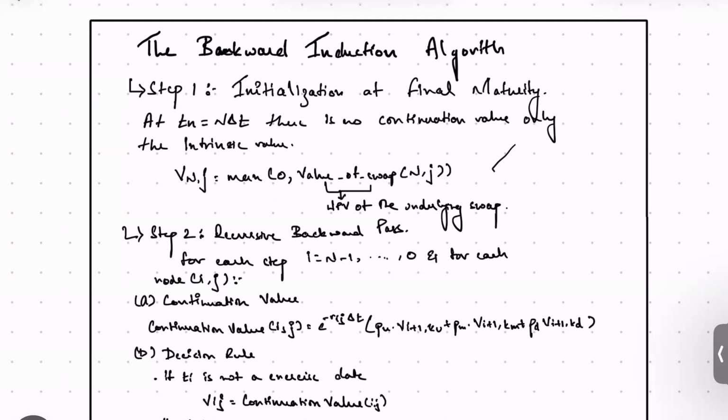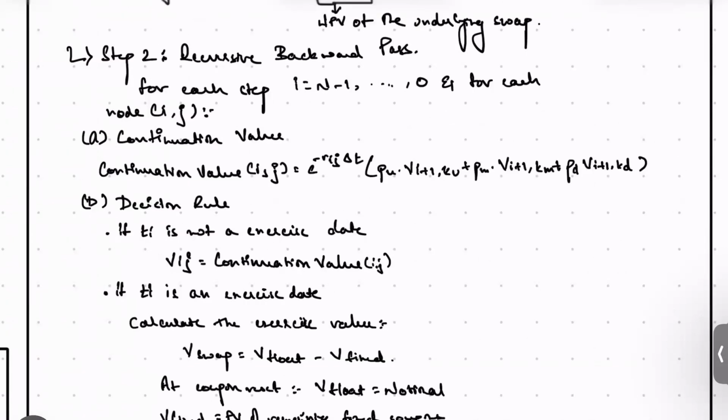This value is calculated based on the term structure of the rates implied by the subtree originating from node (n,j). The core of the algorithm is a loop that iterates backward through time, from the time step i equals n minus 1 down to i equals 0. At each node (i,j) within this loop, the algorithm computes the swaption's value by applying Bellman's optimality principle. For each node (i,j) at time ti, we calculate the continuation value. The continuation value is given by this formula, which is equal to e to the power of minus r(i,j) delta t, times (pu times V(i+1,ku) plus pm times V(i+1,km) plus pd times V(i+1,kd)).